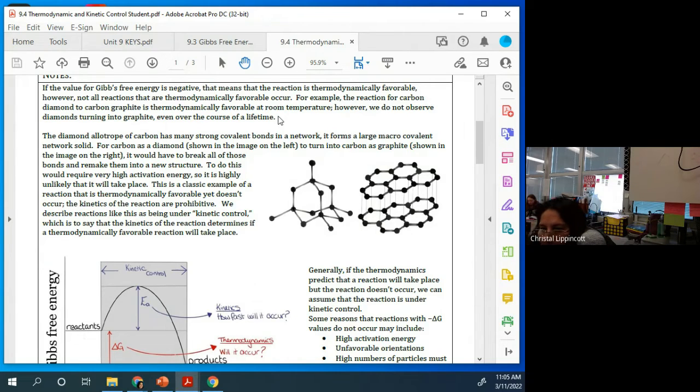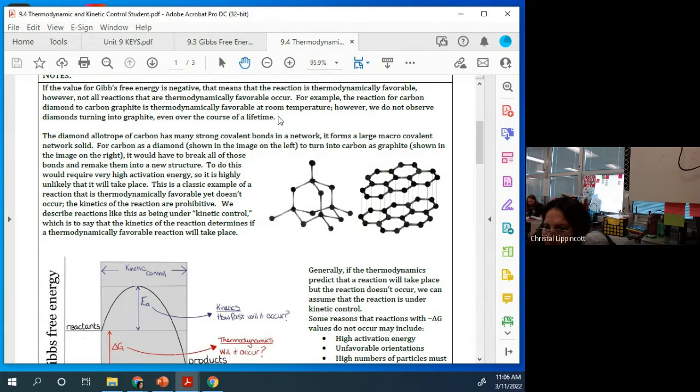It would have to, so for carbon as a diamond, which is here, this is a covalent network solid. It's going to form a macro covalent network solid. For carbon as a diamond to turn into graphite, which is here, okay, where we've got sheets. Every time you write, you're sloughing off a sheet of carbon. Okay, that's how it works. That's how your pencils work.